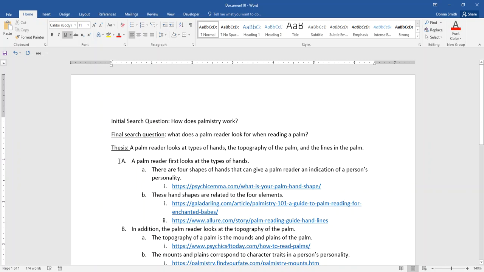Okay, so my point A is going to be my first body paragraph, and my point A is going to have me looking at types of hands. All right, here's my topic sentence. No surprise there. It just, like every single other one you've written, goes back to the thesis.